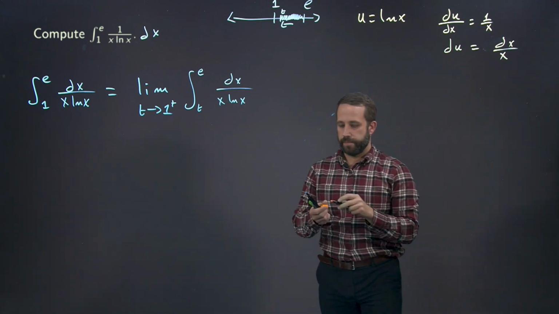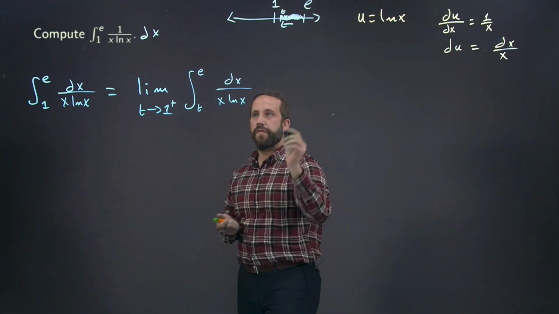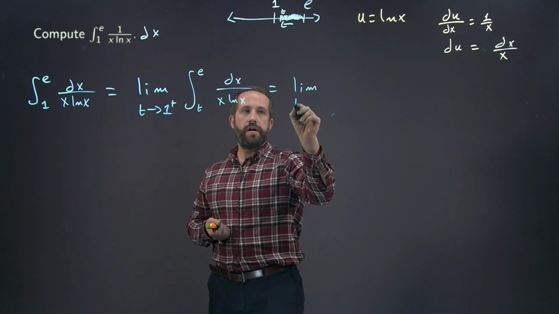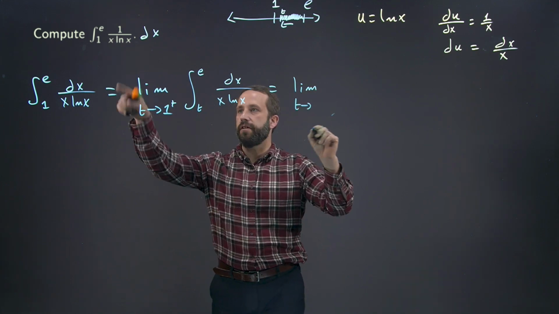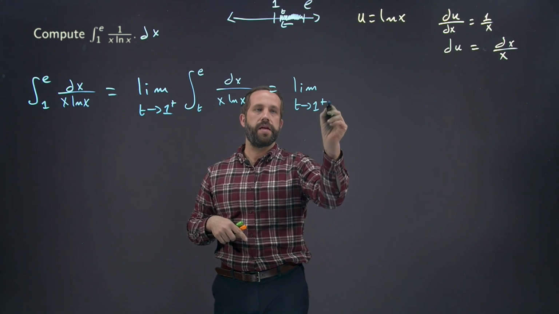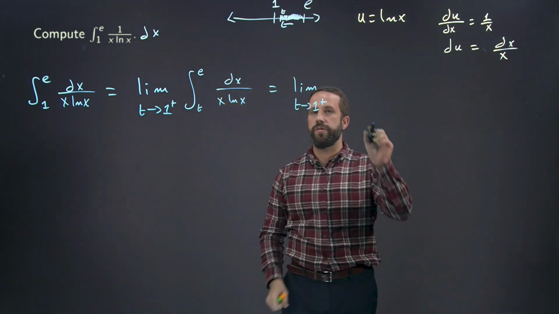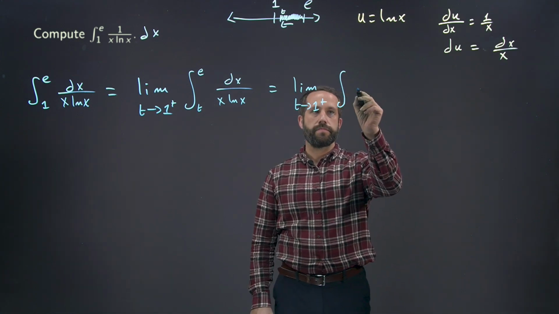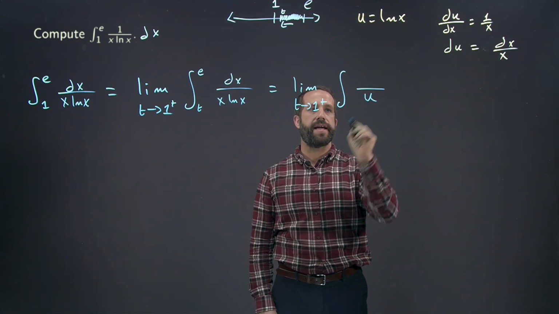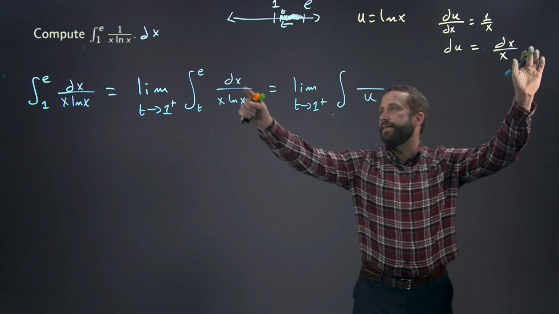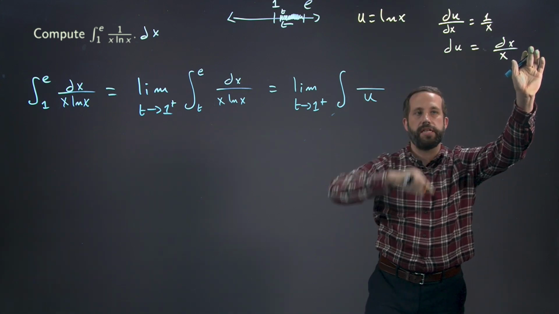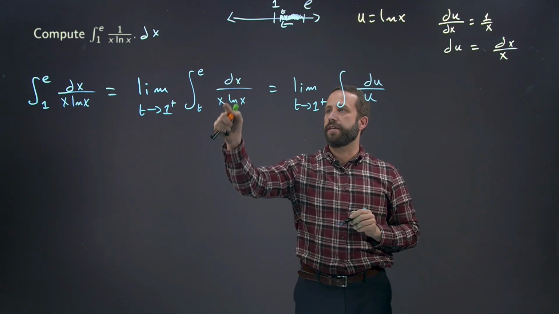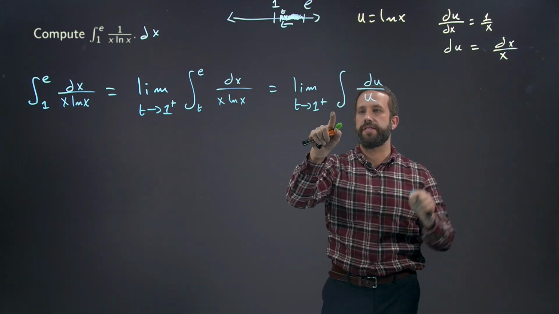Now I'm going to change the stuff in my integral. I'm going to keep the limit here the same. All of this u substitution doesn't affect this part at all. So I'm going to keep this and then make all the changes that I need to in the integral. I'm first going to change the integrand. Natural log of x, that's u. Notice that dx over x is equal to du, so I have a du there.